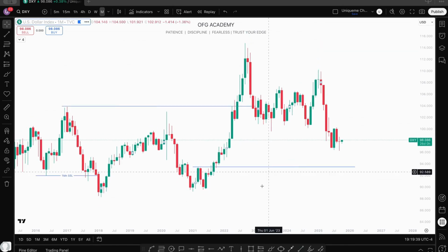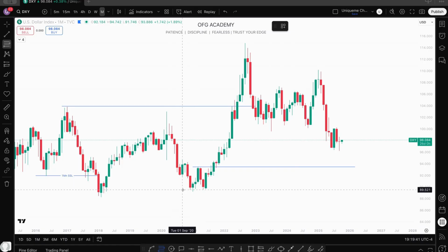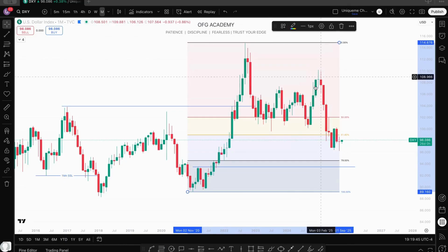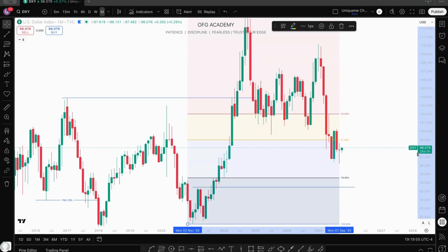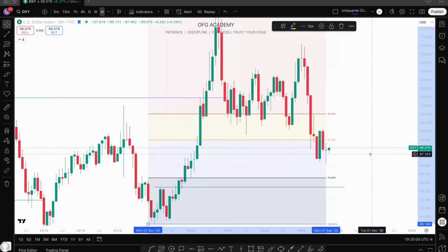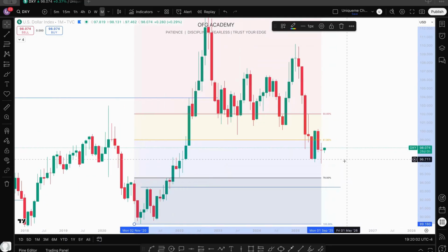Now, using my Fibonacci from this low here to this high, I'm in a discount level, right? And don't forget the rule: internal range liquidity, external range liquidity. Where is price coming from? Where is price at the moment? And where is price going to? They are the questions I have learned to always ask myself.